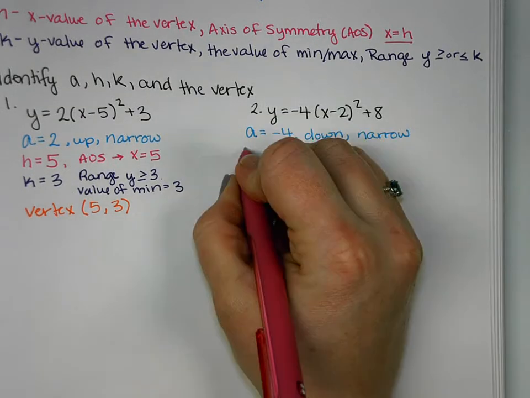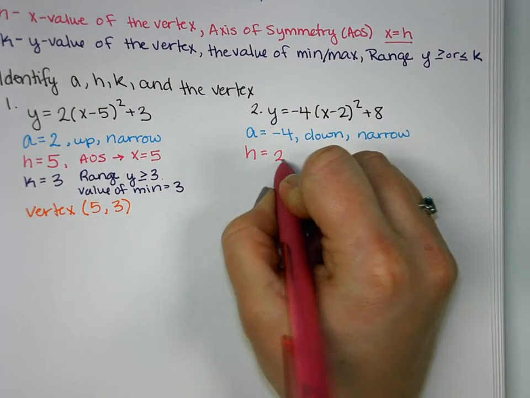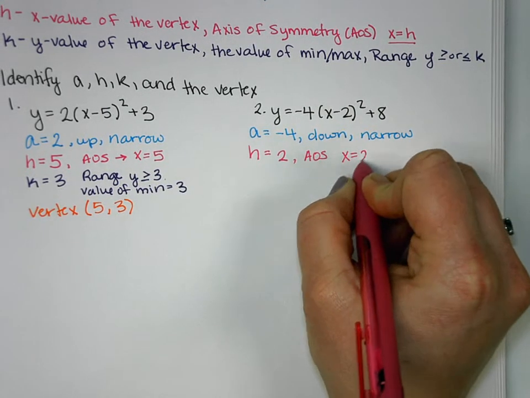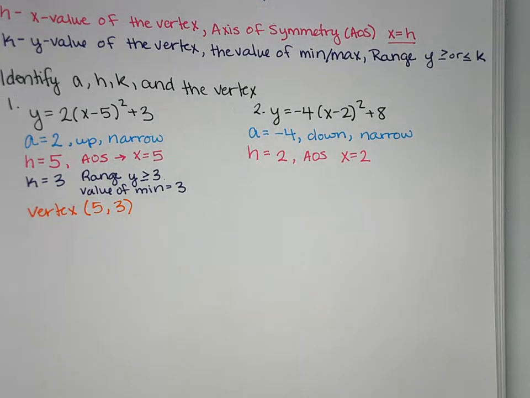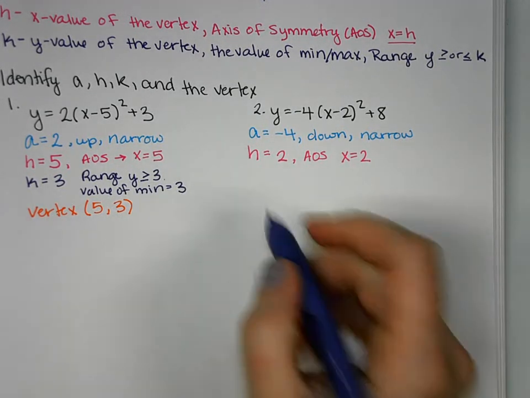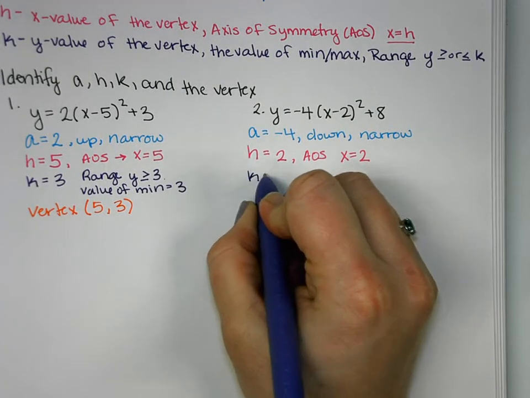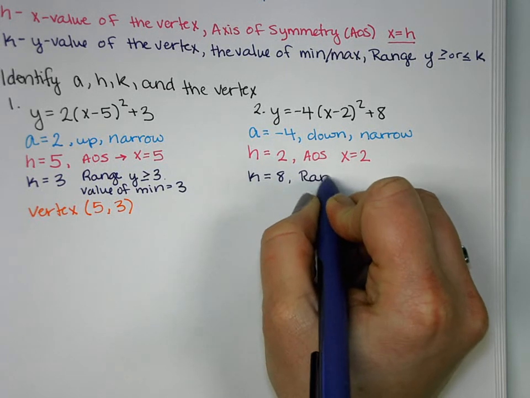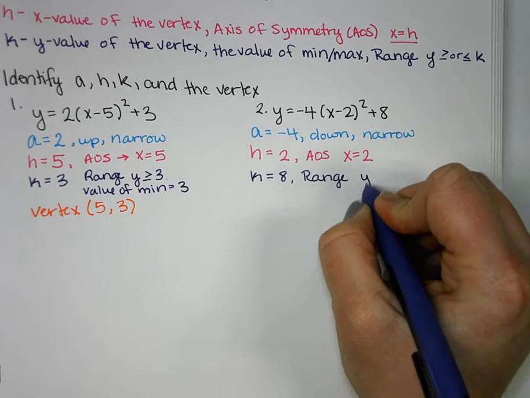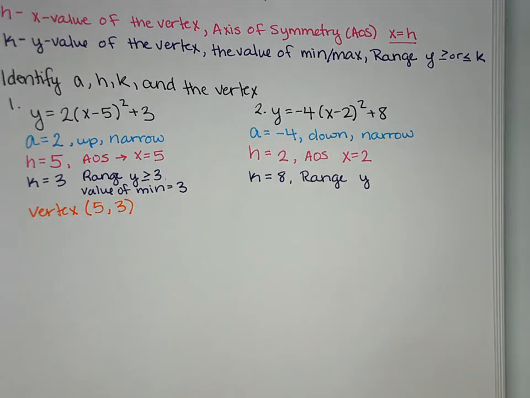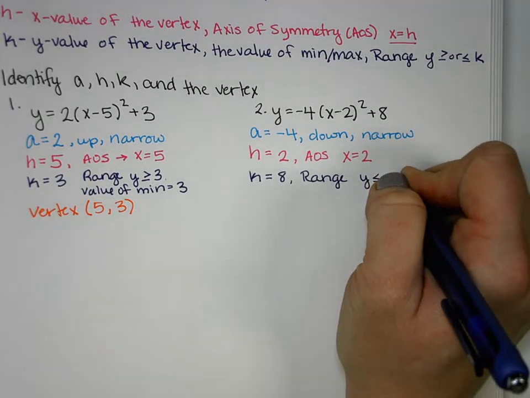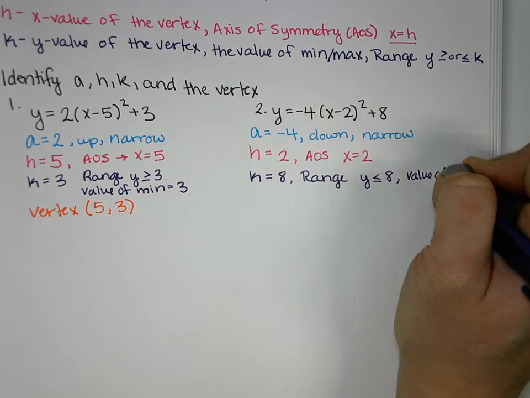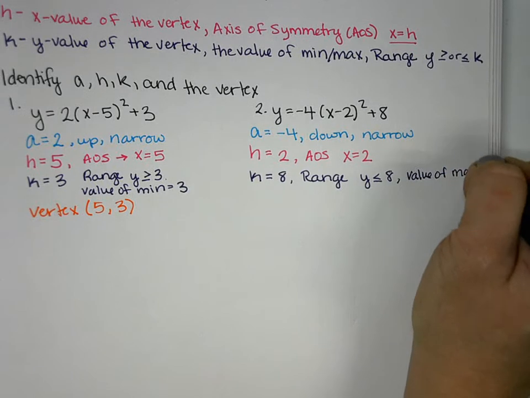Okay, what's H? 2. So then what is our axis of symmetry? X equals 2. We want to get in the habit of writing it as the equation x equals 2. And then what's K? 8. So our range, we're going down, so it's going to be y is less than 8. And then the value of the maximum will also equal 8.